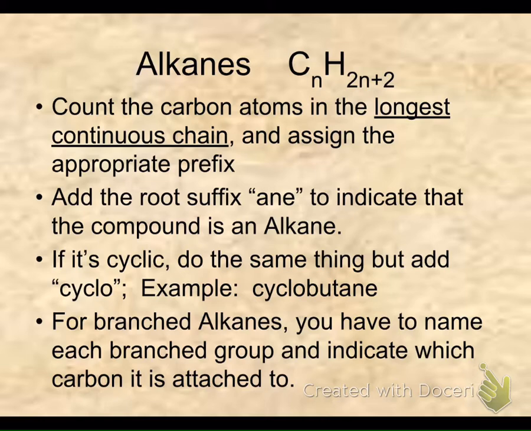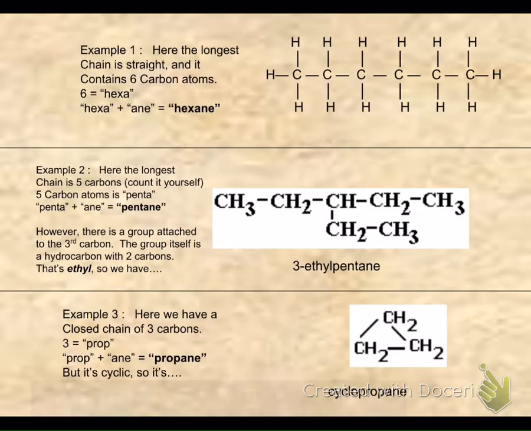So for example, cyclobutane. As we get into the branches, you're going to have more fun because when we have branches coming off our main chain, we have to tell where they are. We'll use numbers for that. We have to say what they are. So we'll use prefixes like methyl and ethyl and propyl. It's a lot of fun. Let's get to some examples with alkanes.